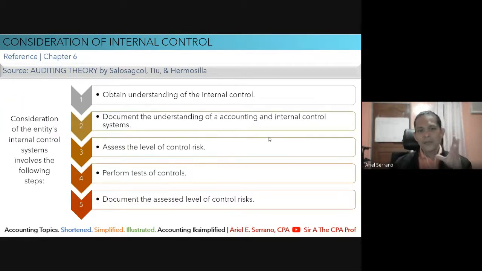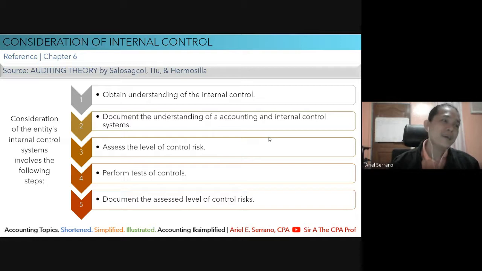So, dito po makikita po ninyo sa slide na ito, meron tayong 5 hakbang, no? In considering the entity's internal control. Una, obtain understanding of the internal control. Iintindihin po natin. Pangalawa, we will have to document that understanding. Understanding is different from documenting because documenting is basically your narrative or yun nga, documentation.